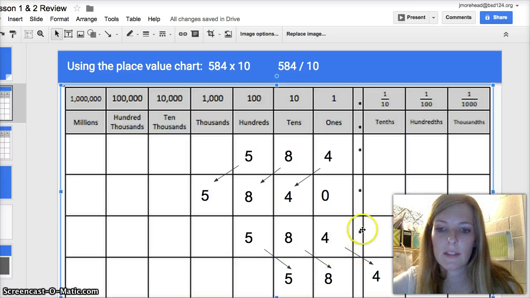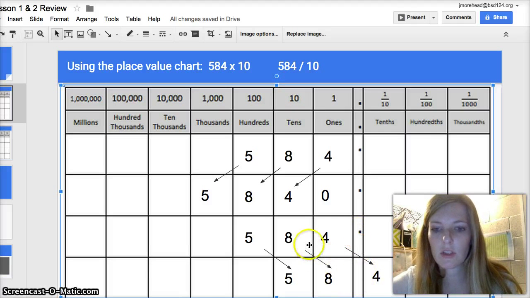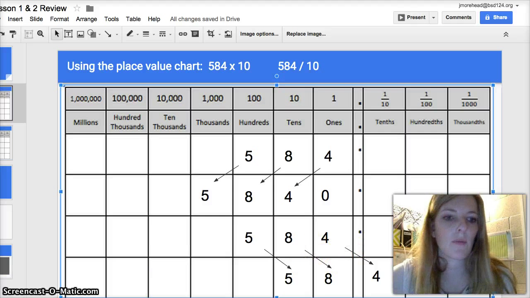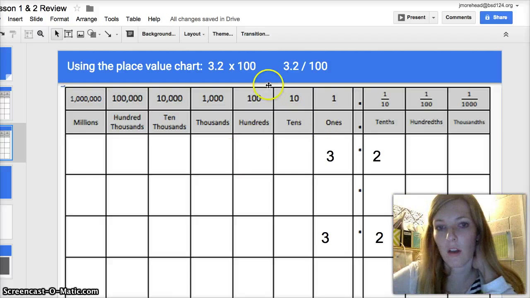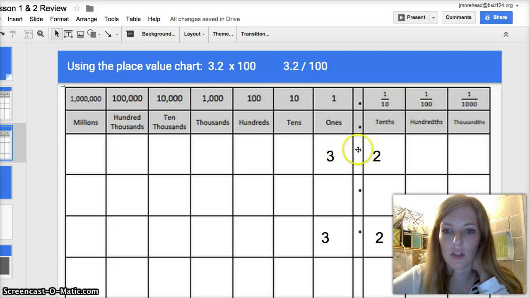So now instead of the decimal being right after the 4, when I'm dividing and making my number smaller, now it's 58.4, 58 and 4 tenths. So my decimal is just switching a place. Let's see another example. Okay, this time this number has a decimal in it already, and I want you to pay attention to the shift of where my decimal is going to be moving.